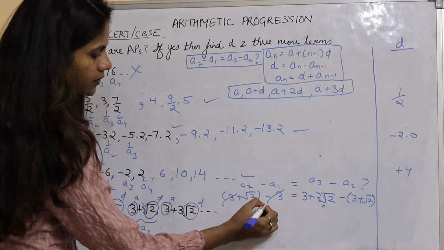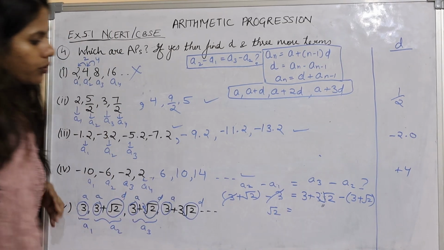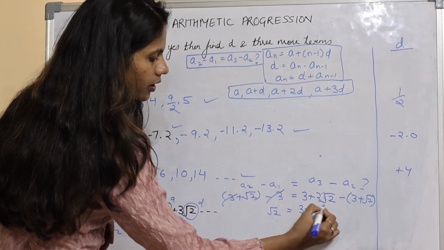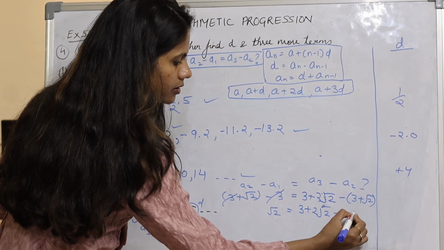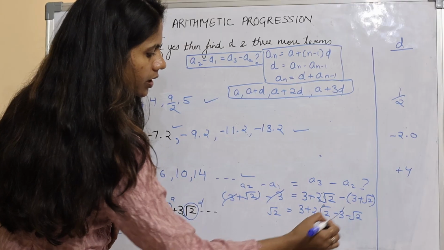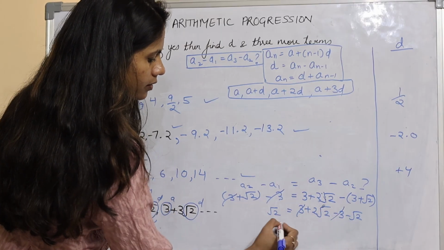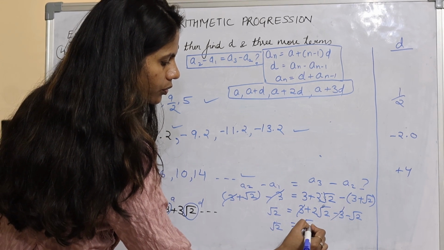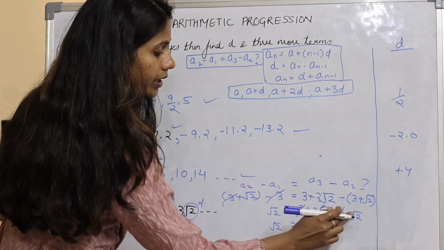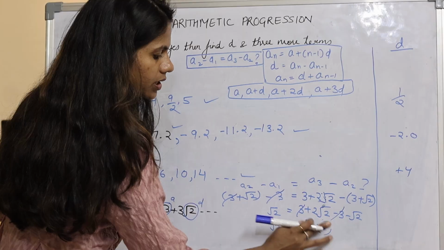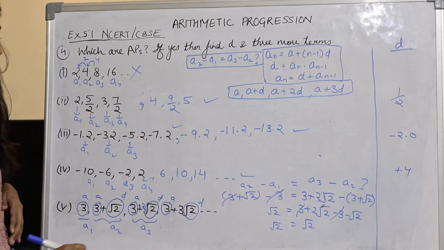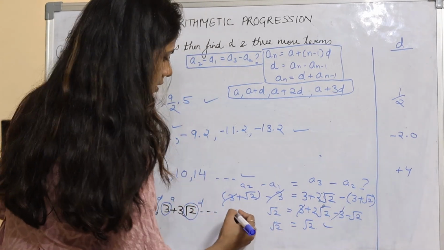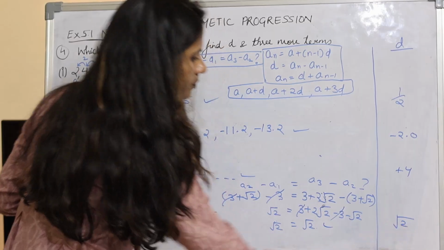So if you see, this will get cancelled out and we will be left with under root 2 on the left hand side. On the right hand side, it will be 3 plus 2 under root 2 minus 3 minus under root 2. So the 3 will be cancelled out and we are left with under root 2 only. Now in this we can take common under root 2 and it will be 2 minus 1, which is 1. So if you multiply 1 by under root 2, it will again be under root 2. So D we are getting for this one is under root 2.